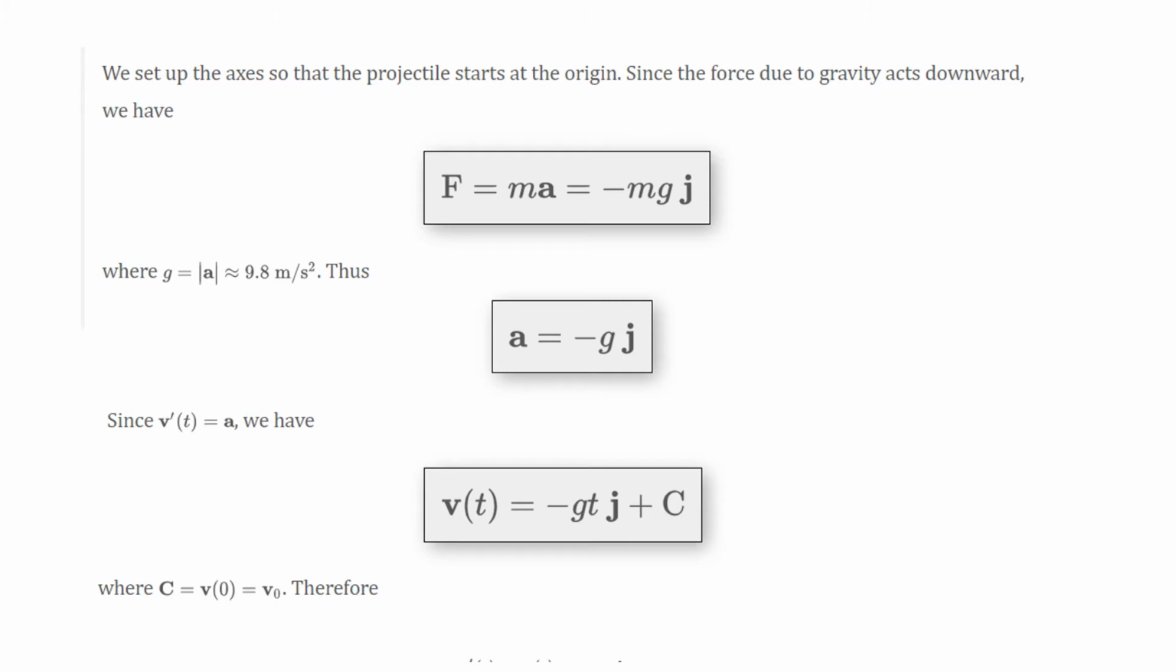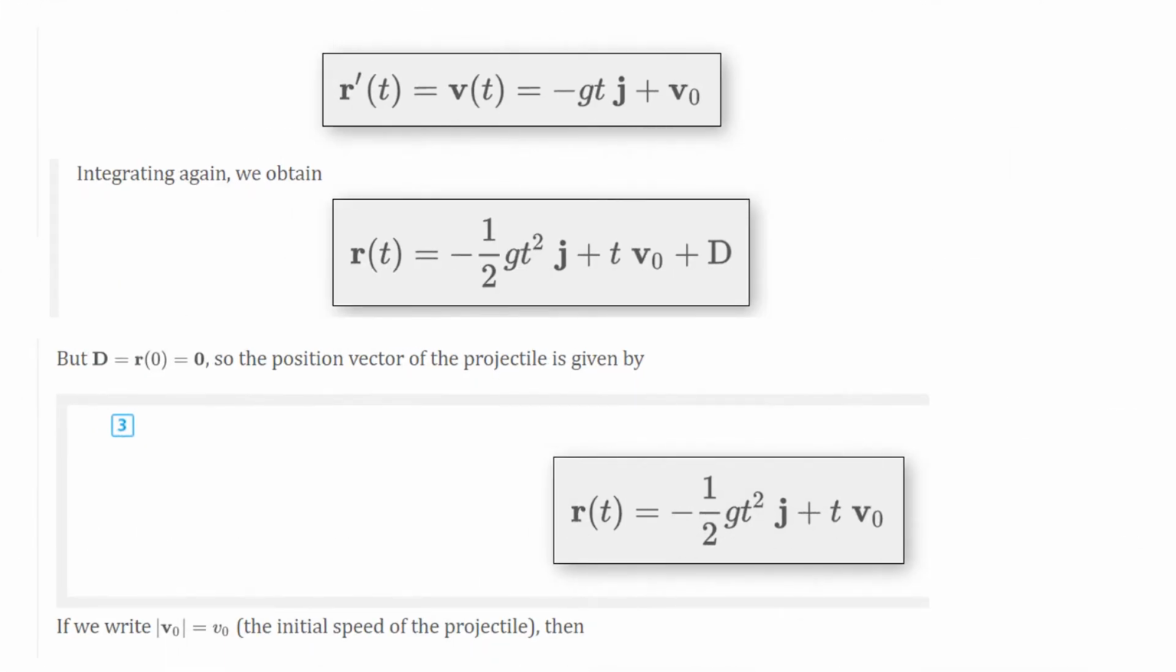Therefore, r prime of t, which is another way to call v of t, is equal to that, and now we've identified our constant as being v0. Now we're going to integrate this again. Well, if you integrate this derivative, you get r of t. When you integrate this, t is the variable of integration, and so you add 1 to the exponent, divide by the new exponent, so it is minus 1/2 g t squared in the j direction. Plus this v0 is a constant vector, so we integrate that. That's integrating 1 as the scalar multiple there, so you just get t.